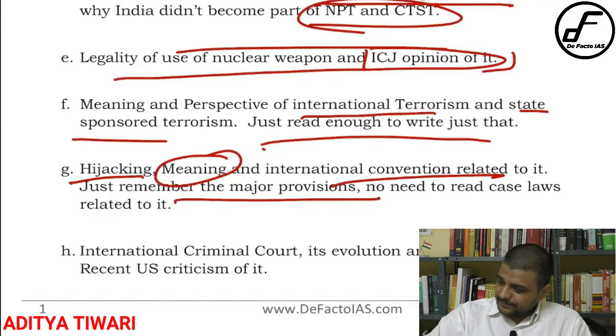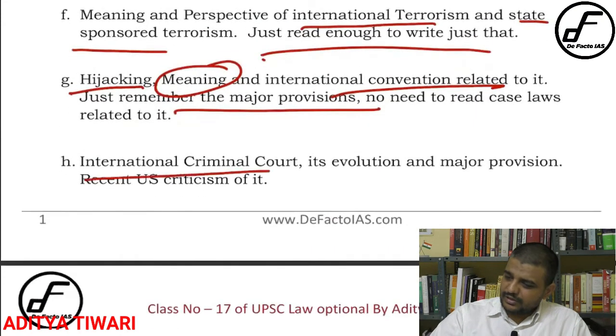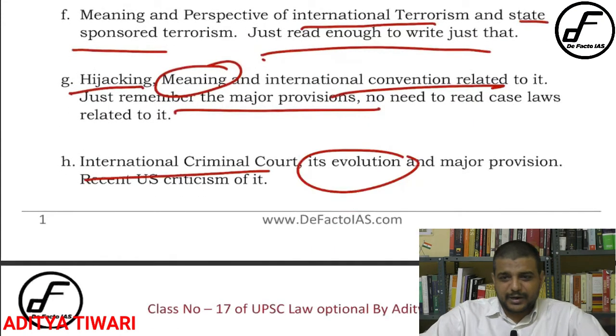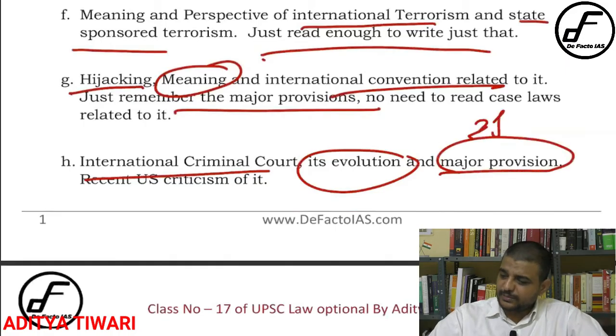Then the International Criminal Court, its evolution, and how it later became part of the UN Charter. Initially it was not a part of the UN Charter. It was a separate body. Then its major provision with respect to jurisdiction is important here.